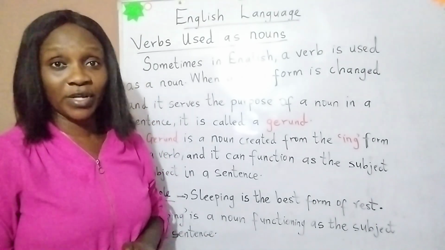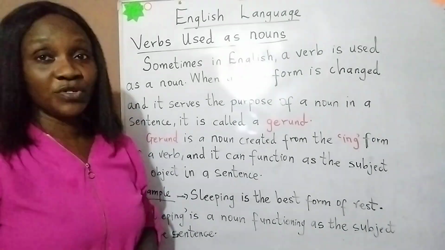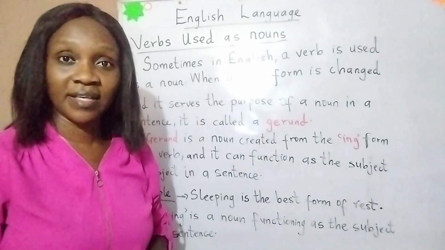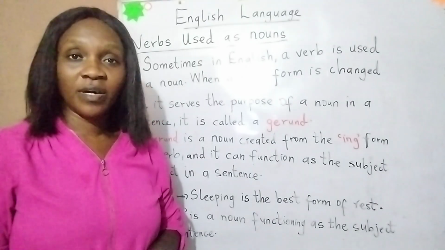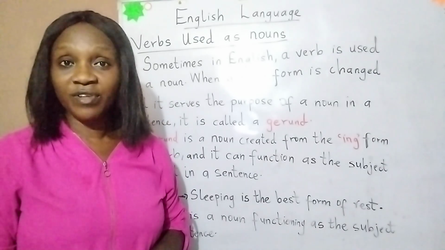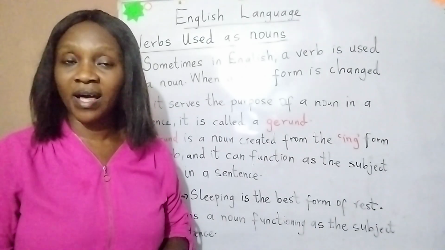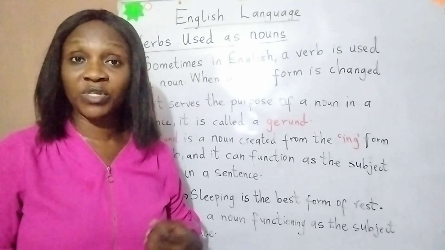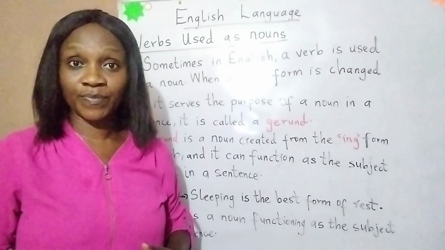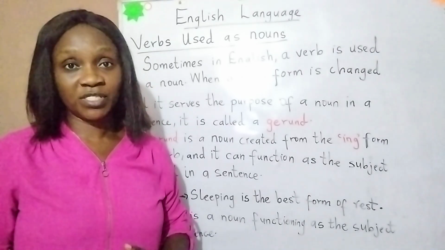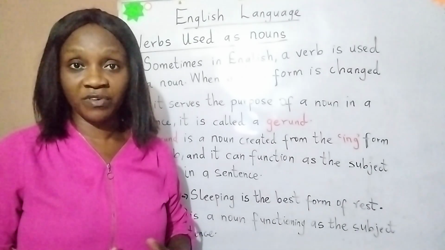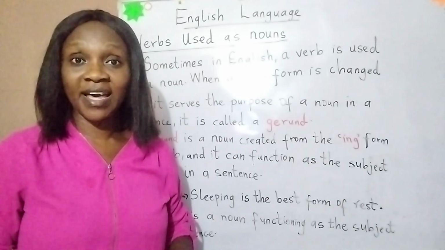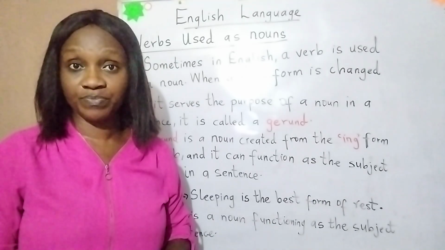Today, we're going to be talking about verbs used as nouns. Verbs that are used as nouns. In our previous classes, we've learned that a verb is a part of speech. Remember, parts of speech are all the words we use when we speak and when we write. A verb is also a part of speech. What is the function of a verb? A verb is an action word or a doing word. Anything you can do is called a verb.